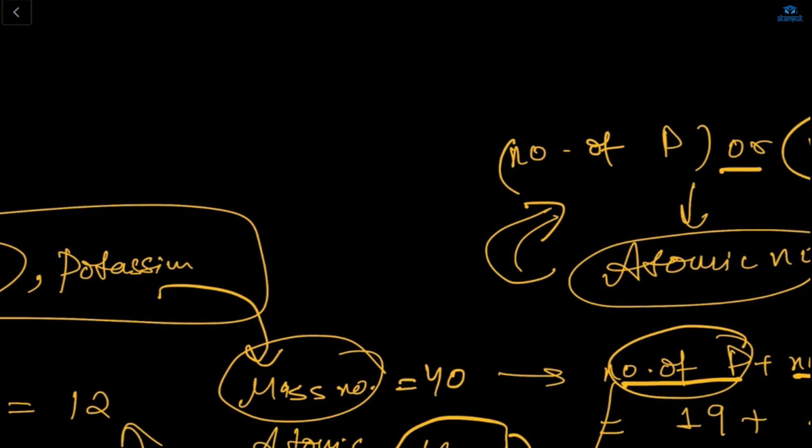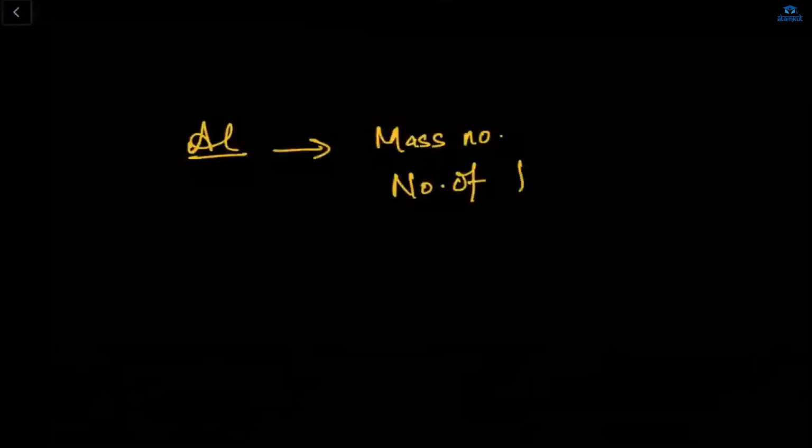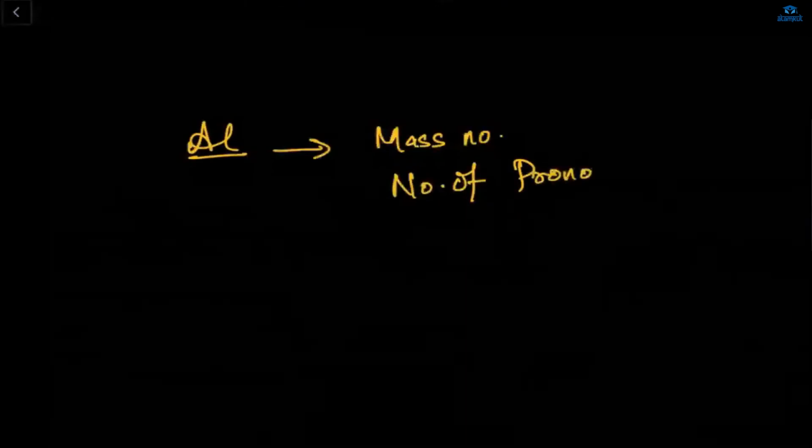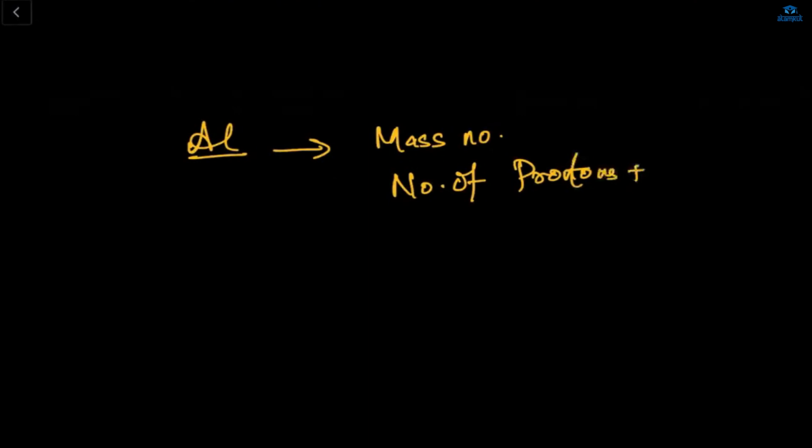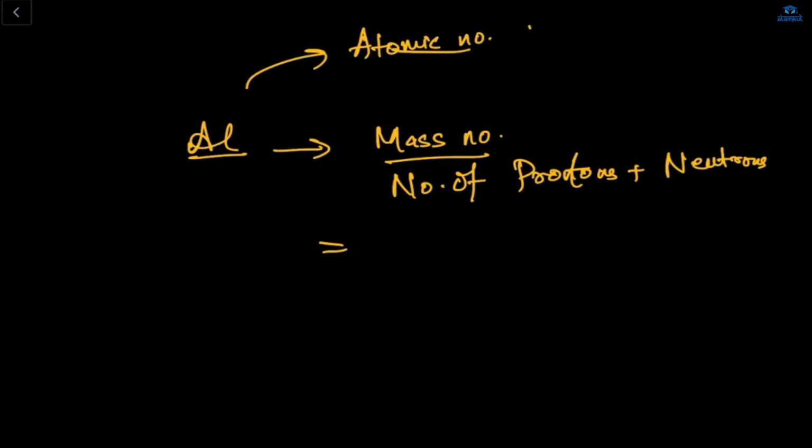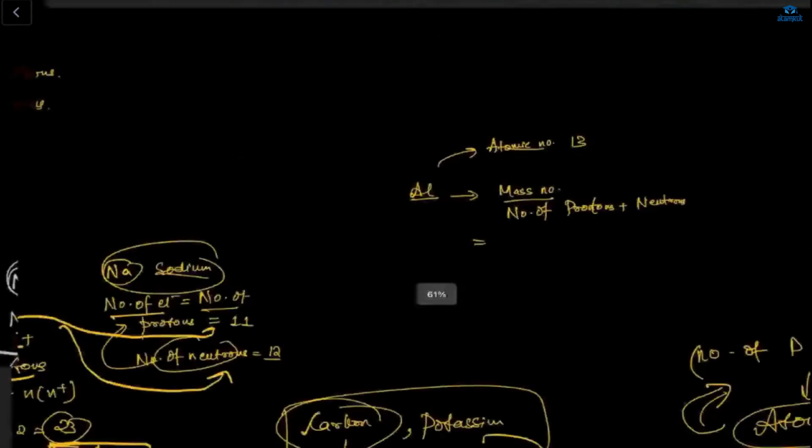Okay, wait. See, first of all, we will talk about your mass number. So mass number is what? Number of protons plus number of neutrons. And this is how we find the mass number. So what is the number of protons here? We already know the atomic number. Atomic number we all know. Atomic number of aluminium is what? 13.